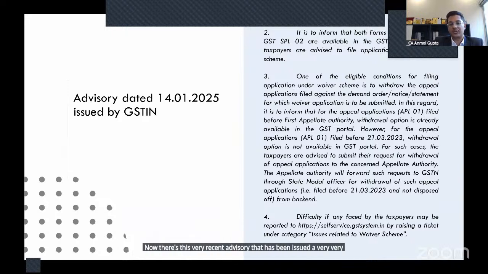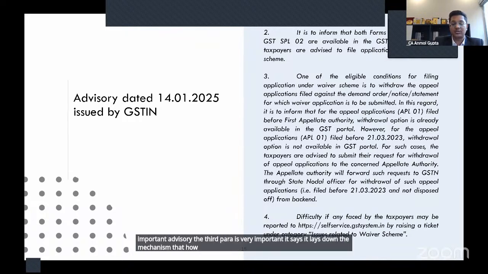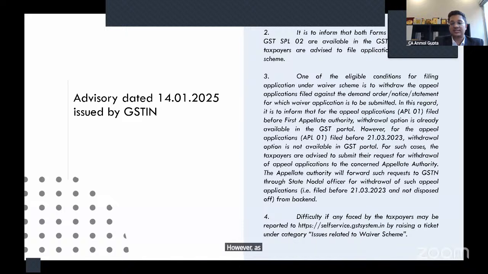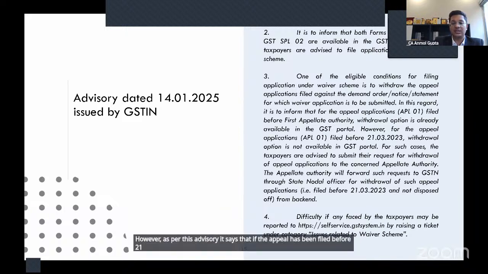The third para is very important. It lays down the mechanism of how to withdraw the appeal, because I get this query a lot. For withdrawal of appeal, a procedure is already mentioned in Rule 109C of the CGST Rules. I repeat, Rule 109C of the CGST Rules. However, as per this advisory, if the appeal has been filed before 21st of March 2023, the facility to file an online application for withdrawal of appeal is not available on the portal.